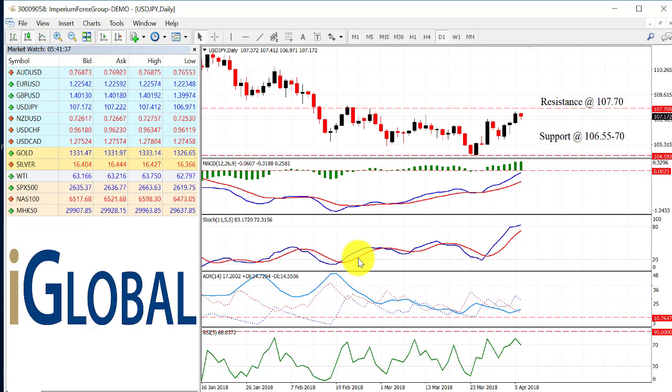Well, the dollar yen did rally on the back of the unexpected news this morning and broke the level of 107.35, but didn't quite clear it. It posted a 5-week high of 107.42. I do expect to see buying opportunity from 106.55-70, purely for the fact that we are looking for a further rally towards 107.70 for dollar yen.